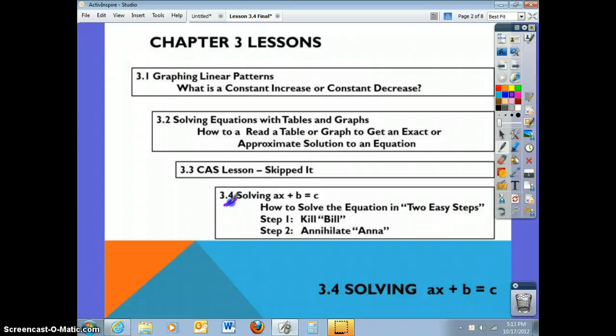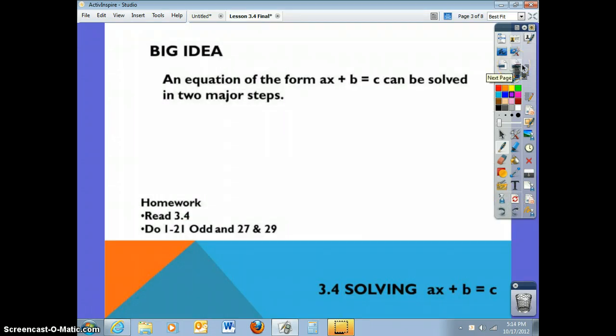Now let's talk about what we really care about today, which is 3-4. 3-4 allows you to solve equations in this form in 2 steps, and we've jokingly named these in prior algebra classes as step 1 is kill Bill, and step 2 is annihilate Anna. And you're going to see why we call them that in just a second. So that's the big idea. You can solve an equation in this form in 2 major steps.